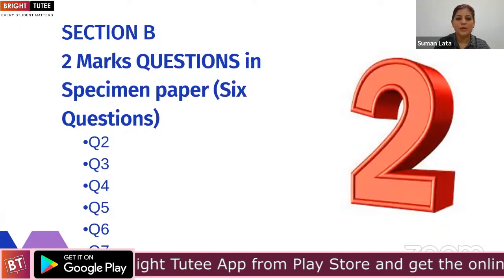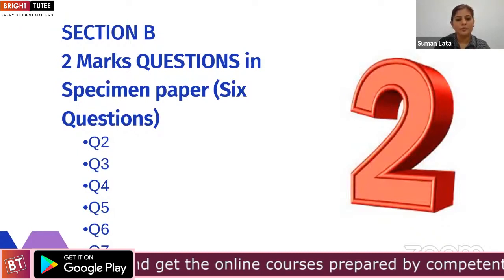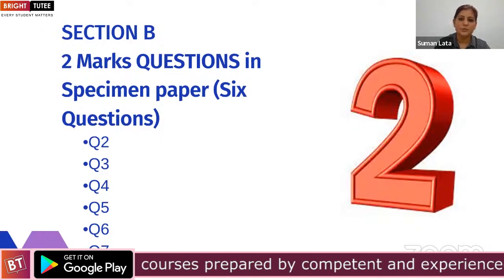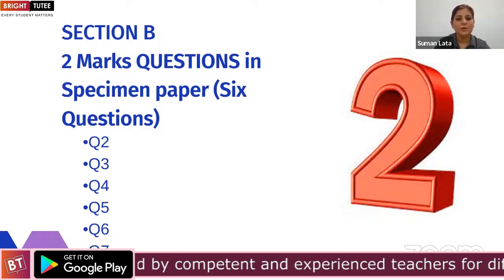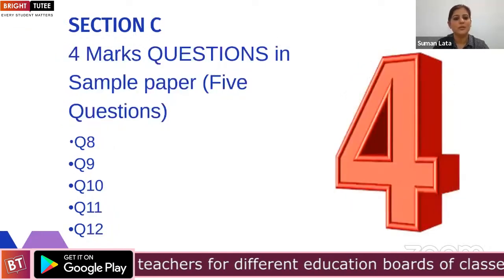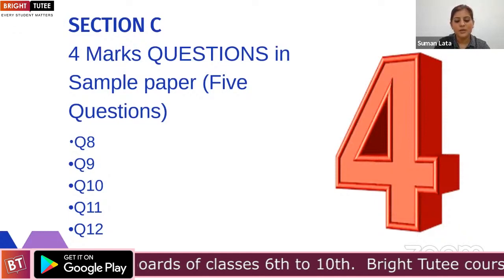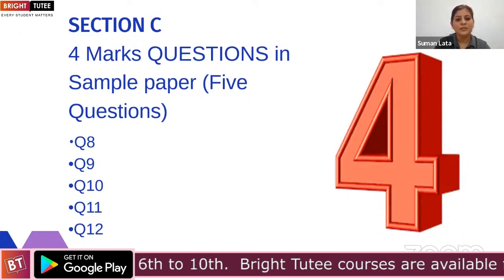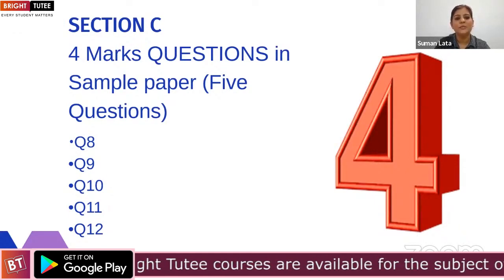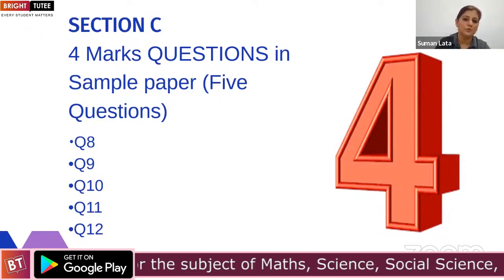Section B has 2 markers, and a total of 6 questions will be there in the paper for 2 markers. Question 1 has 8 parts of 1 mark, then 2 markers, total 6 questions. After that, 4 markers, total 5 questions are there. In 4 markers, presentation matters. In this session, we'll explain how to present our answers so that the examiner will give 4 out of 4.